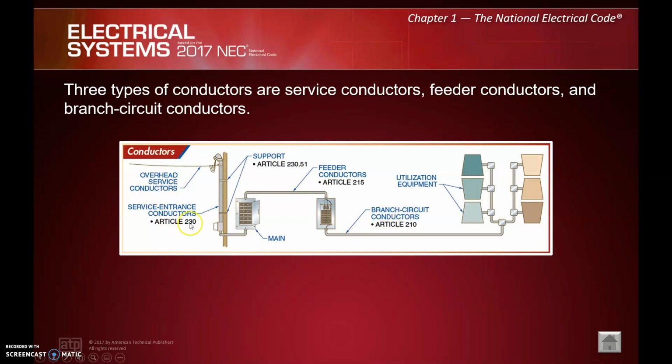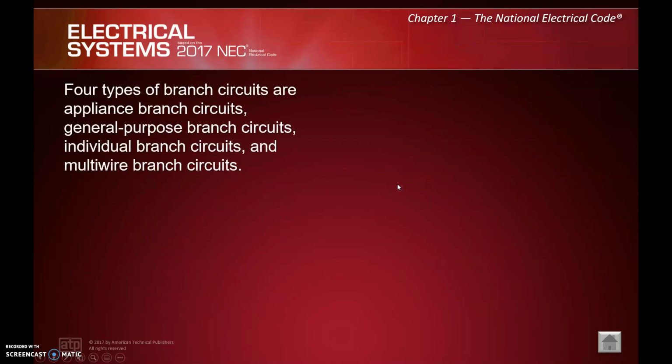And actually, your service conductors are anything ahead of the demarcation point for the power company. Feeder conductors then are anything after your main disconnect panel. And of course, branch circuits are going to be coming out of your branch breakers. I think most of those definitions are pretty easy to understand on the surface, right?